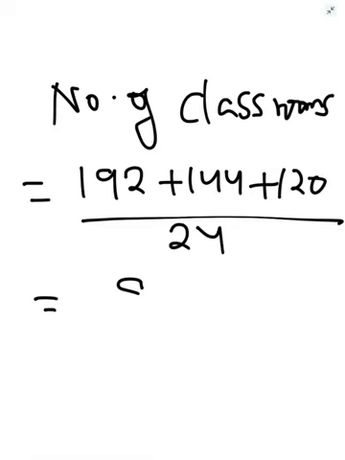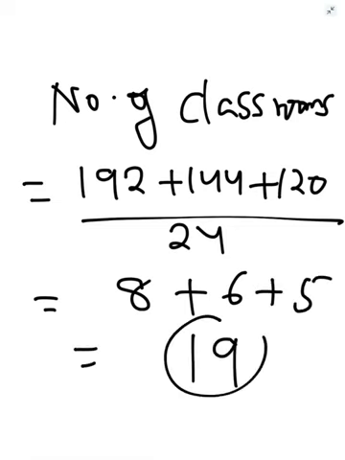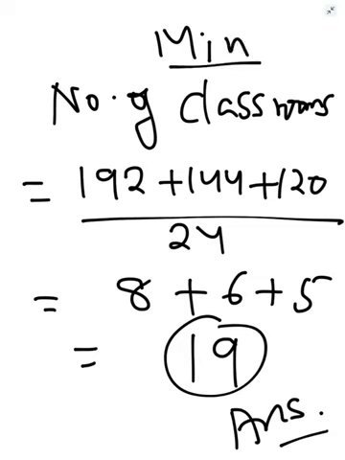So now you can see the final answer will be 8 plus 6 plus 5. The final answer is 19. So the minimum number of classrooms required to seat all the students is 19. 8 for science, 6 for commerce and 5 for arts. So now I hope it is clear how to apply your HCF practically when we have to divide a big group into smaller groups.